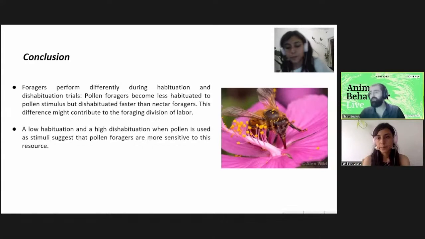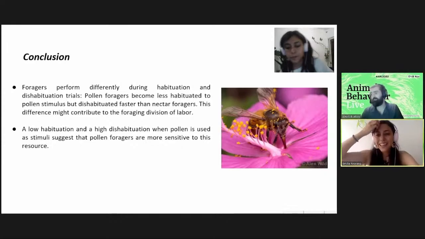Thank you. We also received a message from David McCluskey who says thank you for a fascinating talk. And we received another question from maybe George, who's asking why pollen foragers are better at odor acquisition. Has it to do with how important pollen versus nectar is for the colony? Yes, that's a good question.